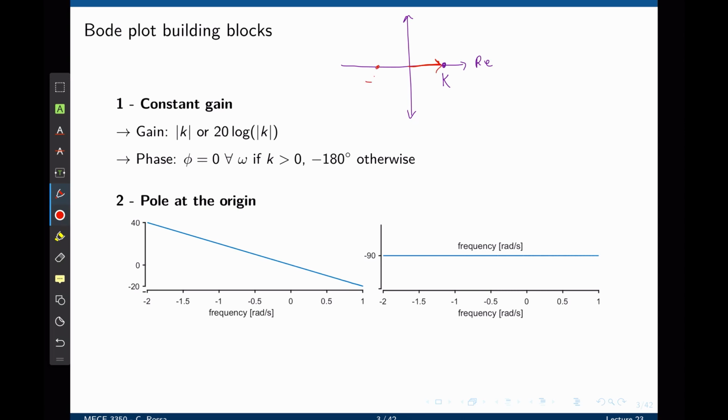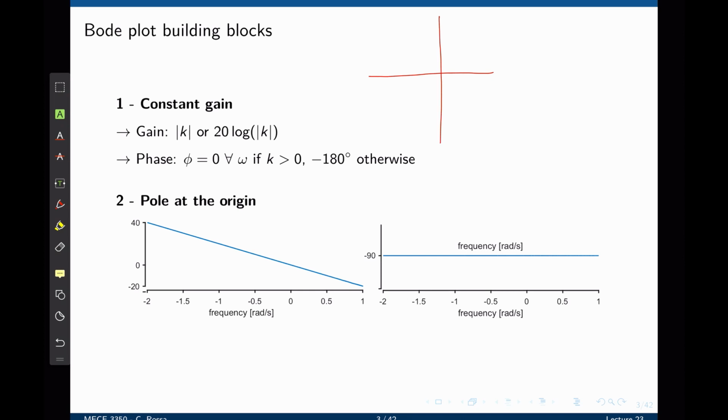If the value is negative k, the distance to the origin is still k, but now the angle is negative 180 degrees. So for a constant gain on the Bode plot, we'll see a constant line for the gain, which is k, or 20 log of k if you're dealing with decibels, and the phase will either be 0 or negative 180 degrees.